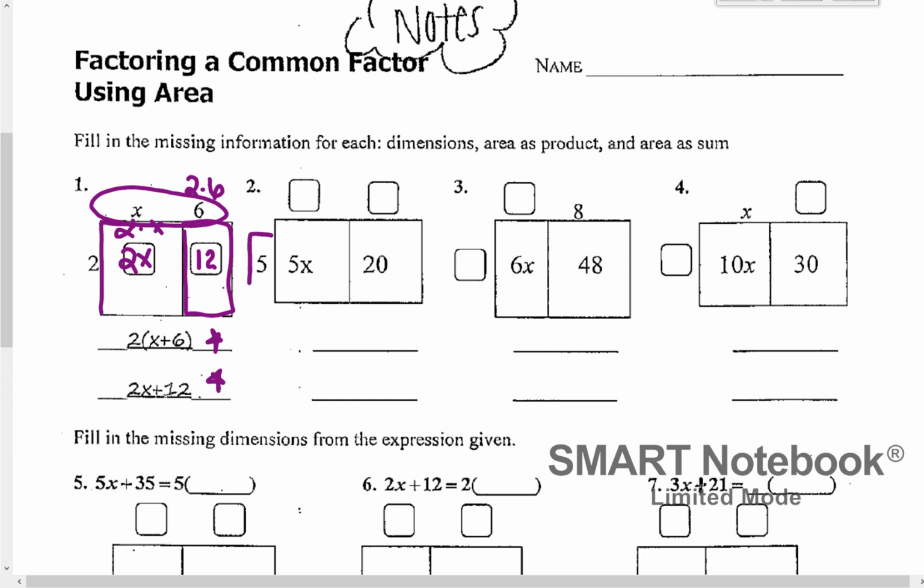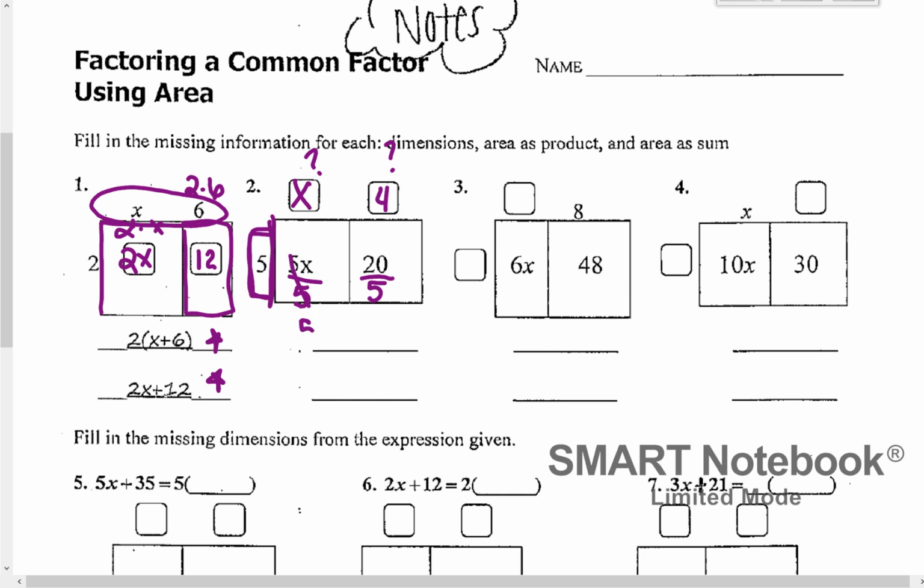They tell us that there's a 5 over here. Okay, so that means 5 times our length gives us our area. So 5 times what gives us a 5x? Okay, we can think 5 times what gives us a 5x, or we can just divide 5x by 5, and we'll be left with x. All right, same idea here. 5 times what gives us 20? Or 20 divided by 5, which is 4.